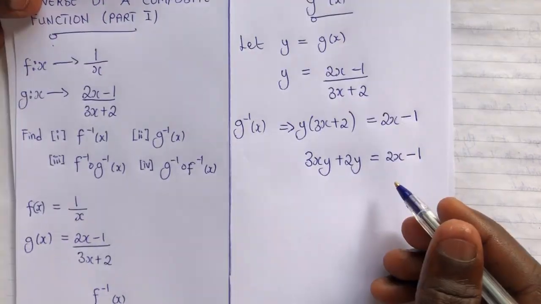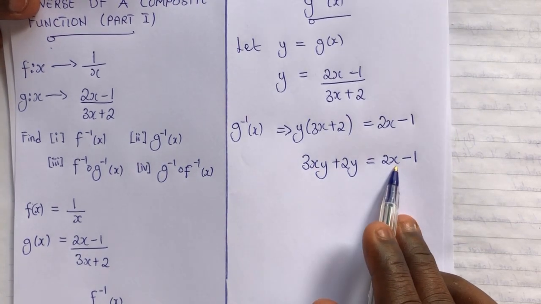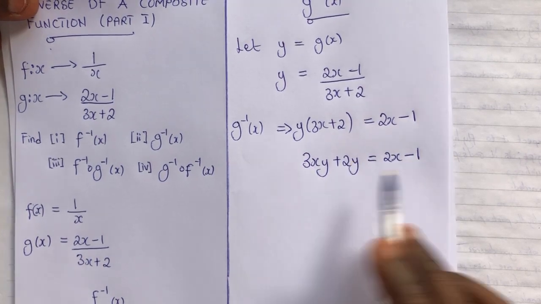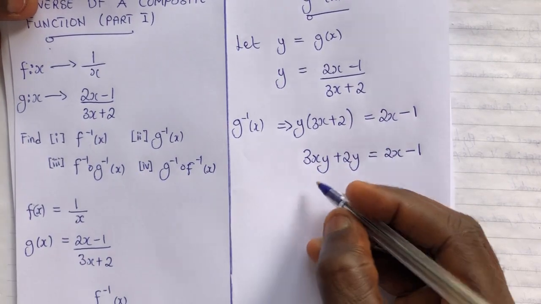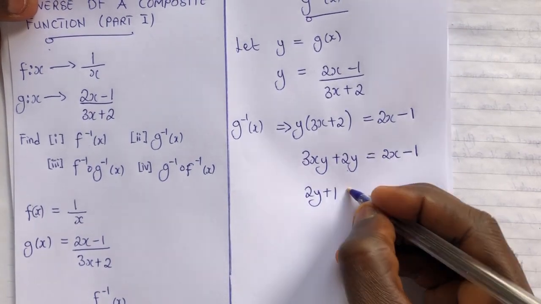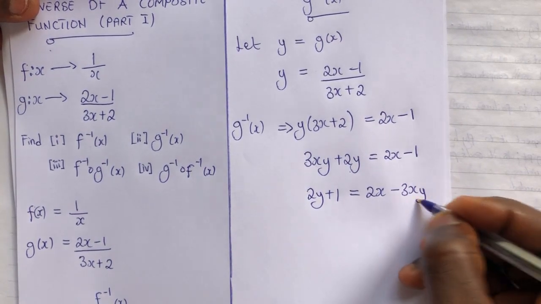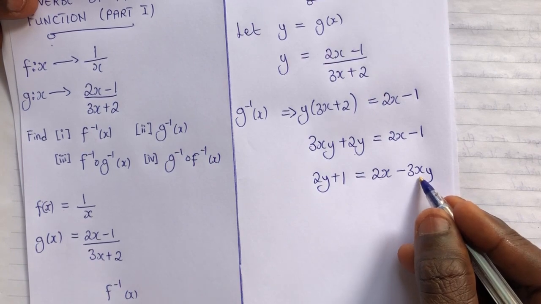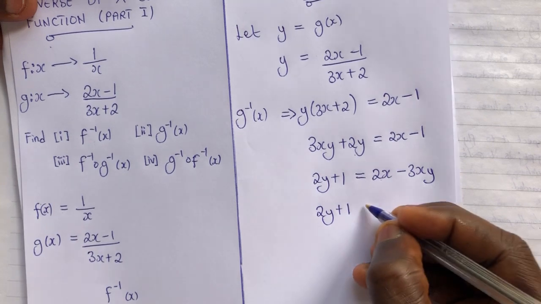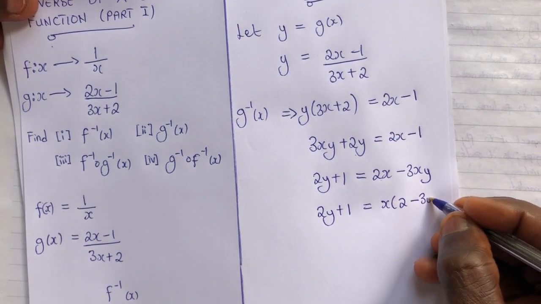So we want to make x the subject. So I will group like terms. And I want to avoid negatives. So I'll rather bring this one here, take this one to the other side. So I will maintain this one and get 2y plus 1 equals 2x minus 3xy. I can factorize x on the right hand side, getting 2y plus 1 equals x outside the bracket 2 minus 3y.